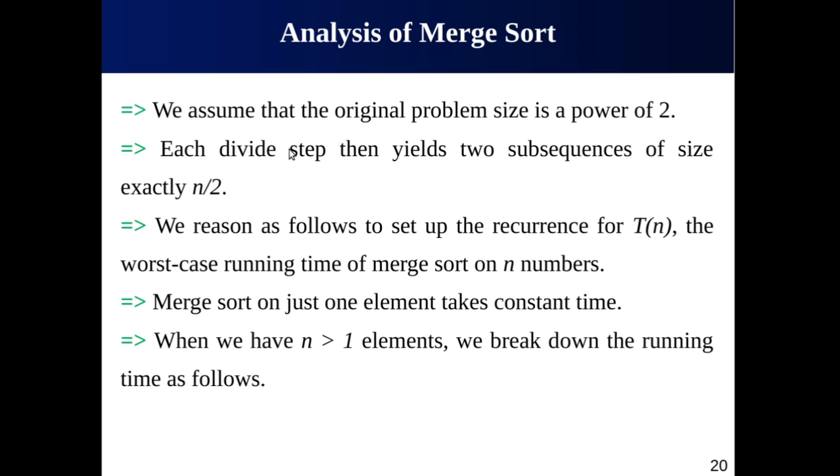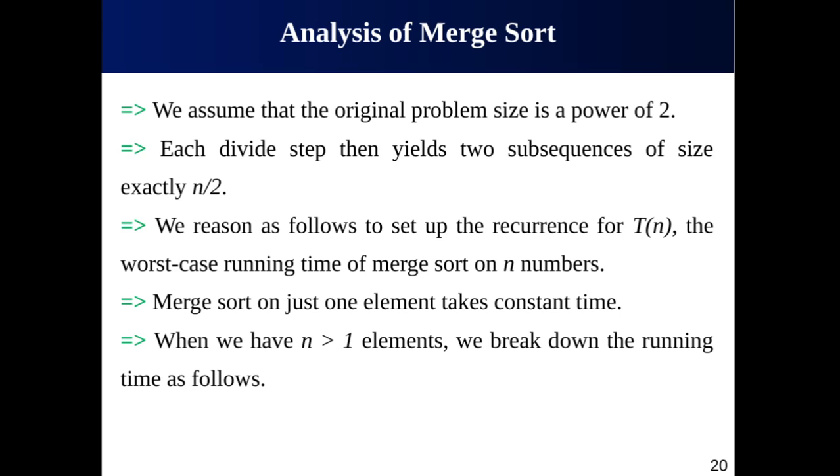Although the pseudocode of merge sort works correctly when the number of elements is not even, to make things simple, we assume that the original problem size is a power of 2. What does that mean? It means that each divide step of the algorithm will yield 2 subsequences of size exactly n by 2. We reason as follows to set up the recurrence for T of n, the worst case running time of merge sort on n numbers.